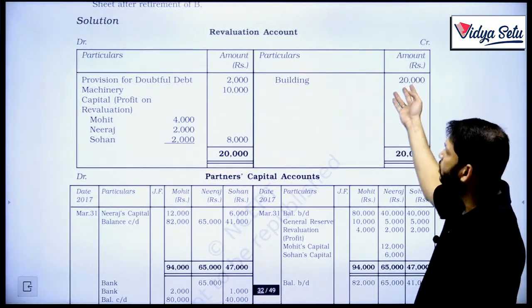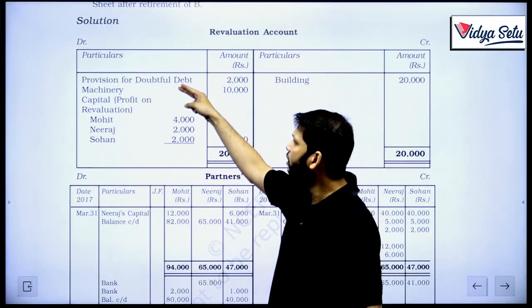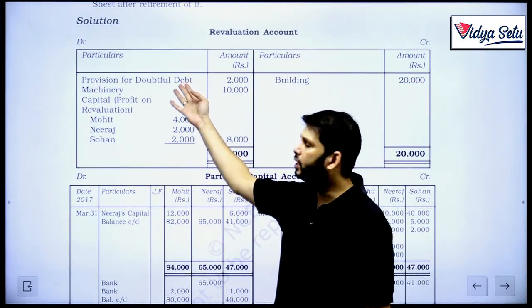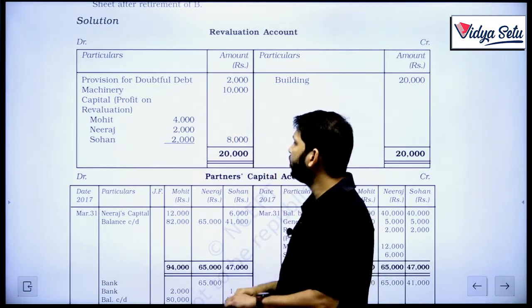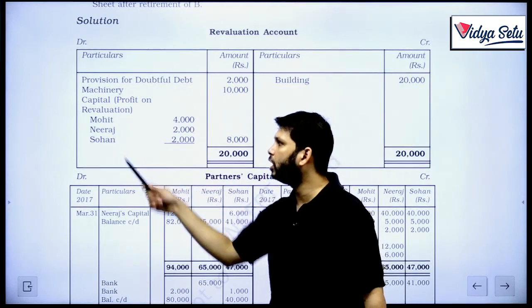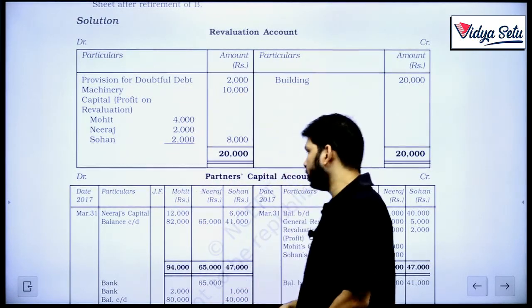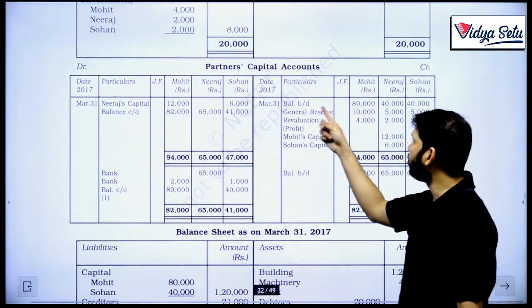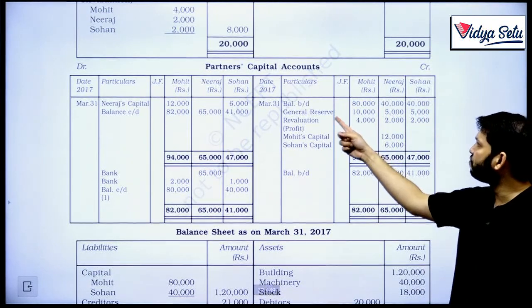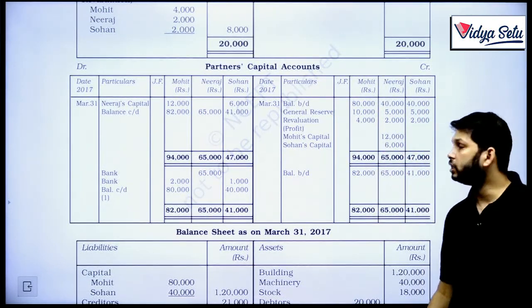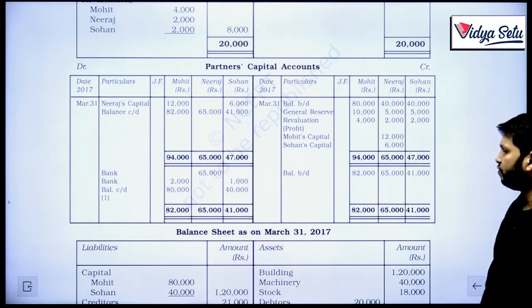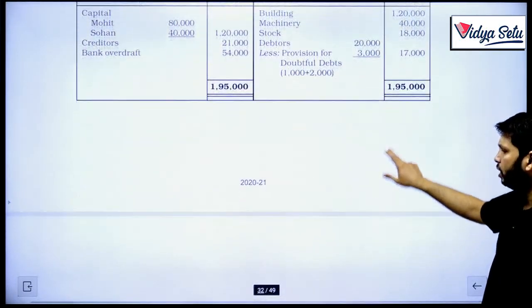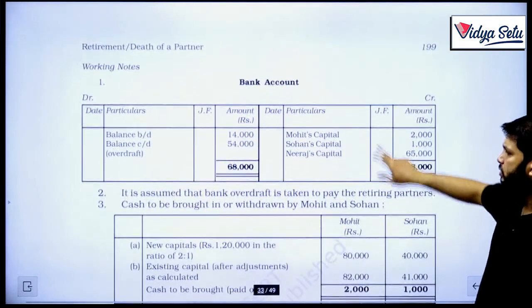So, we know building is the only thing which is increasing, the rest, provision and unrecorded liability, are coming in, and machinery is going down. So, the balance profit is distributed amongst all the old partners in the old ratio. Here what we have done, we have brought down the capital balances, we have also given the general reserve to them, and the profit on revaluation. Now, the goodwill, we calculated his share of goodwill, working notes.